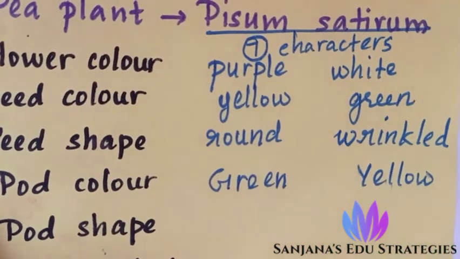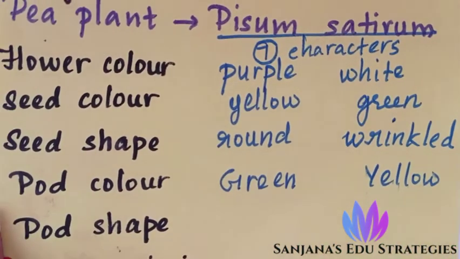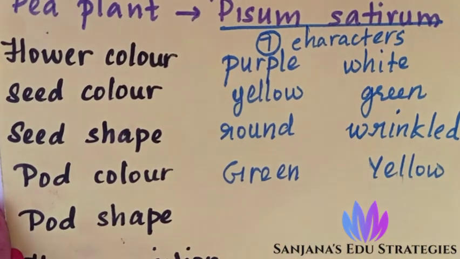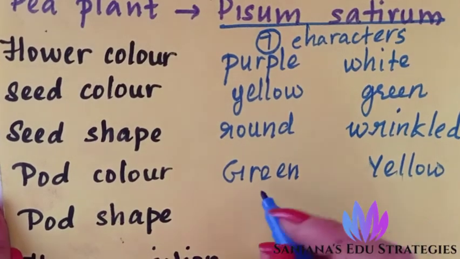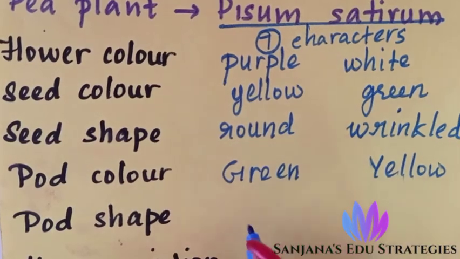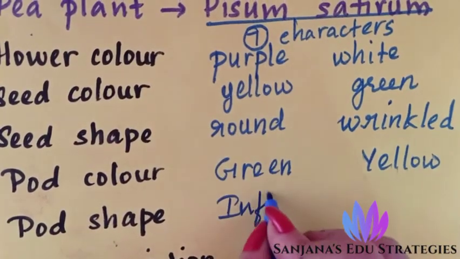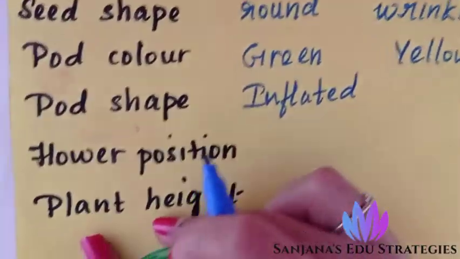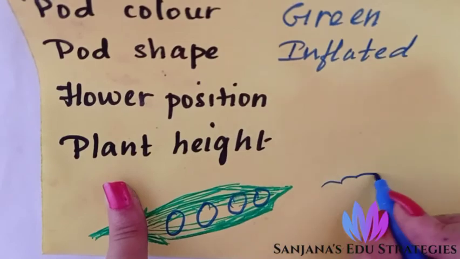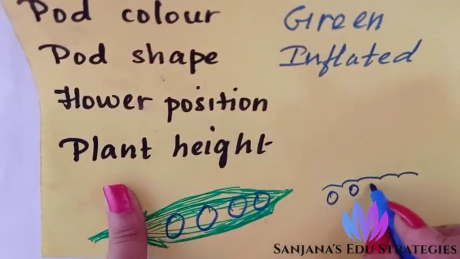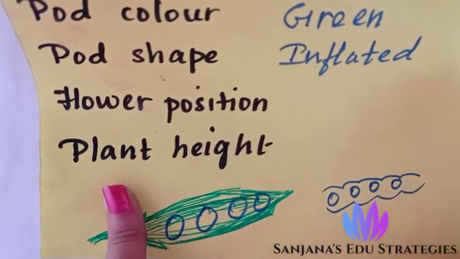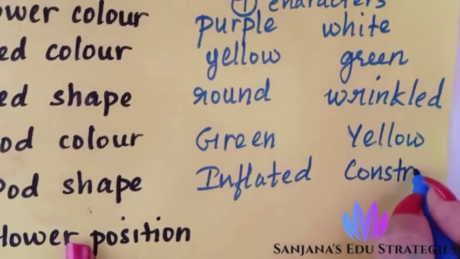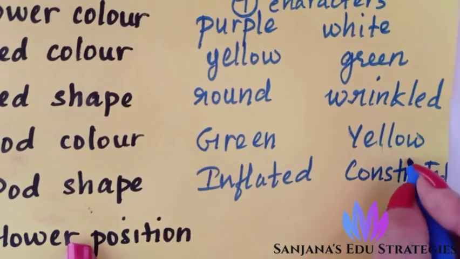Dominant character means that which is most commonly seen in most of the pea plants. Mostly all pea plants will have the pod color green. That's why we say it is the dominant character. Pod shape: it is inflated. Inflated means the pod is straight. Some pods will be constricted like this, so in each constriction one pea will be present. So the two are inflated and constricted.